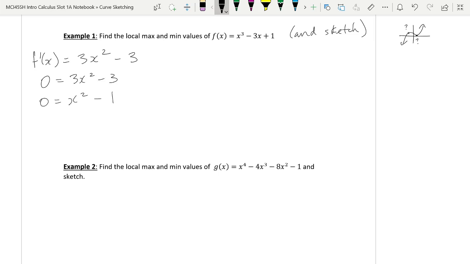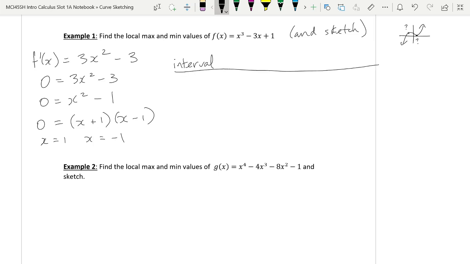Resist the temptation to move the 1 to the other side and go plus or minus the square root, because it's more useful to think about this in a factored form. It gives me the same numbers, right? It gives me that either x is 1 or x is negative 1, same two numbers. But this factored form is going to be useful because that's the easiest way to think about how you do your interval analysis. So the interval analysis, we've done this before, is basically a chart.